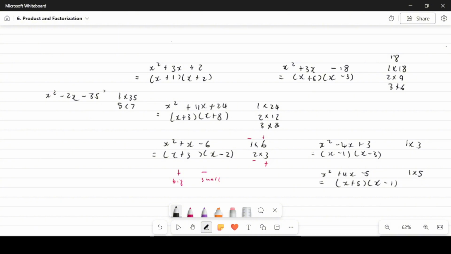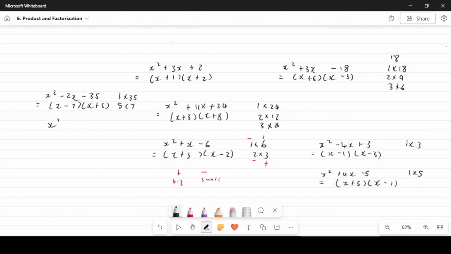But when you have a middle term that is large, then you'll take factors at the top. Right, so let me explain this. Let me elaborate on this idea. So you have a negative last term, so it'll be plus minus or a minus plus. But since the middle term is negative, the bigger number will take the negative. So it'll be x minus 7, x plus 5. And that's how you get the answer.